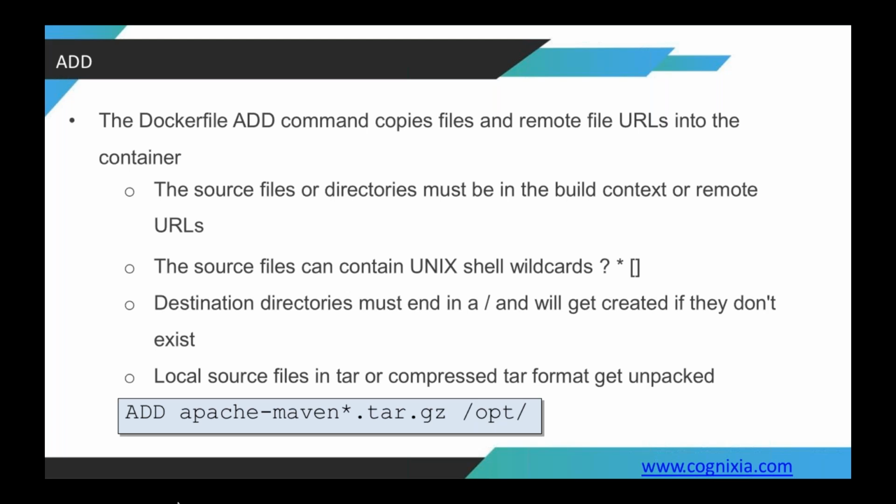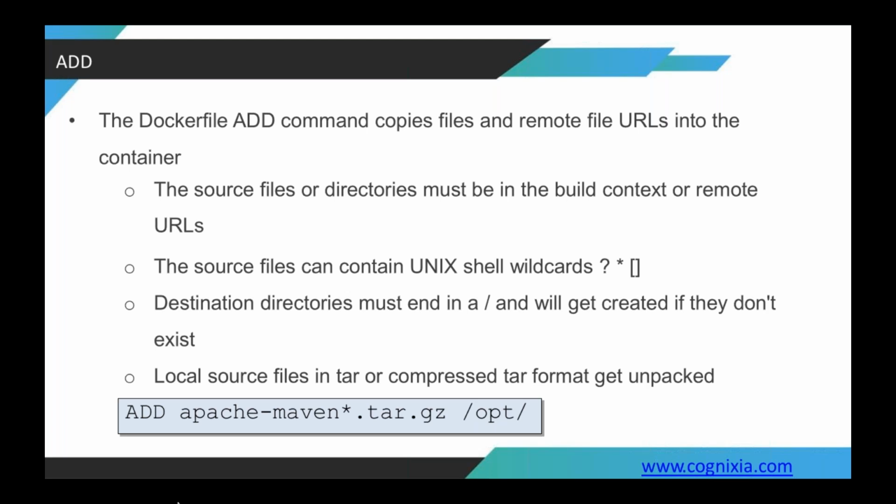Okay, next comes your add command. The add command also works in the same way as your copy command, in the sense that it also allows you to add files inside the Docker container. So instead of copy, you can use the add command as well. So what is the difference between the add and copy command? Why are two commands there?